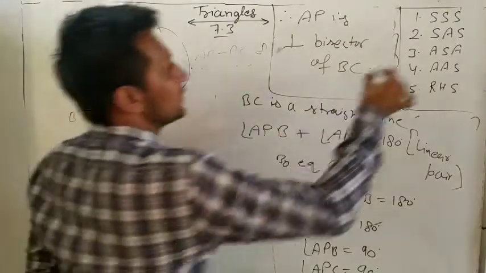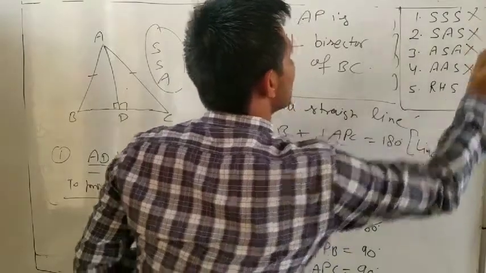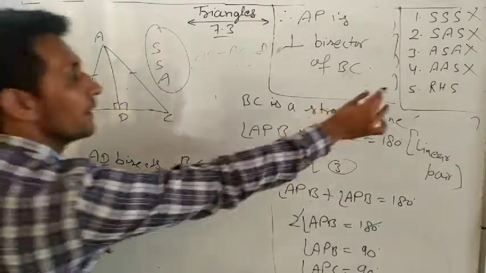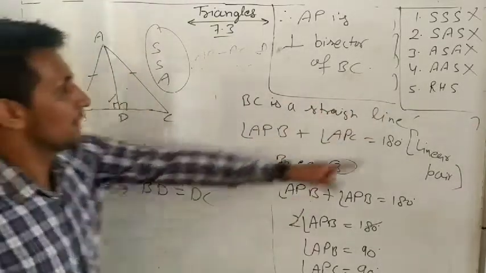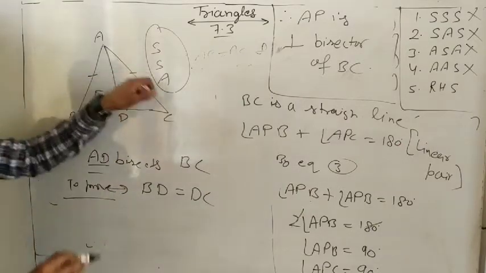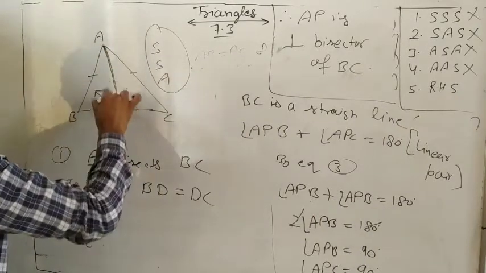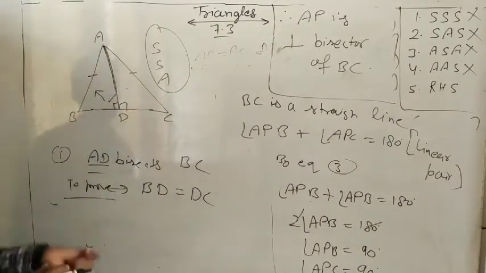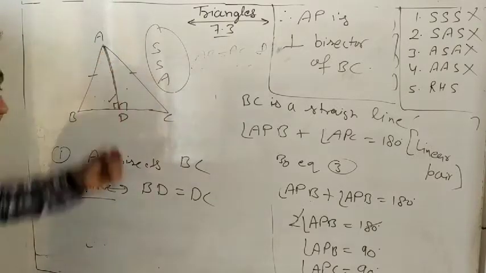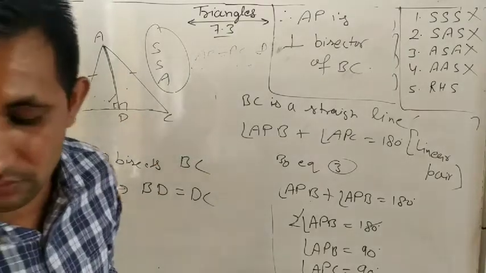So this one is not applicable, this one is not applicable, this one is not applicable. Which one remains? RHS. R means right angle, 90 given. Hypotenuse is always opposite the 90, and the hypotenuse is given. The third one is any one side, which is AD common, equal to AD. So these two triangles are congruent, and by CPCT, BD equal to DC. So do this one yourself, okay?